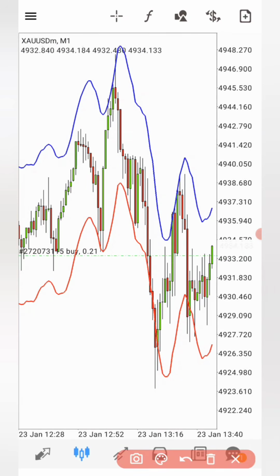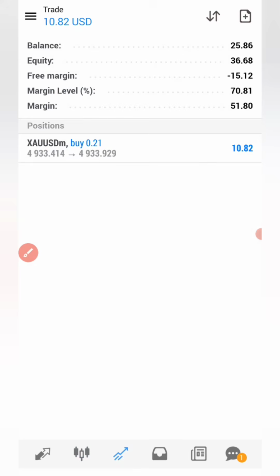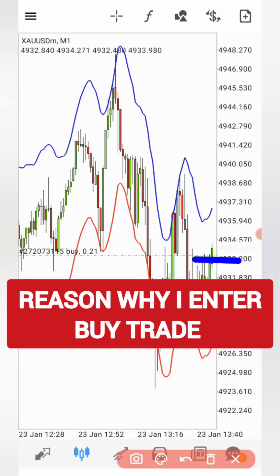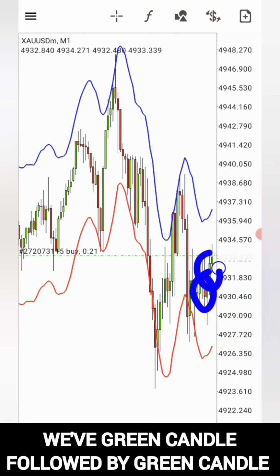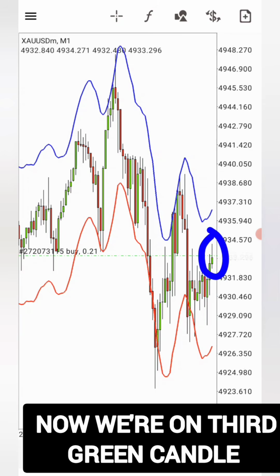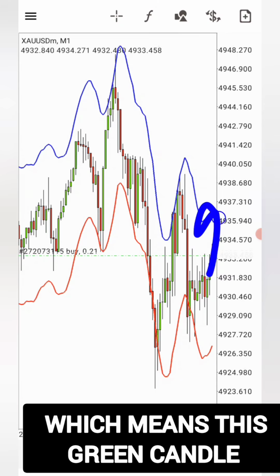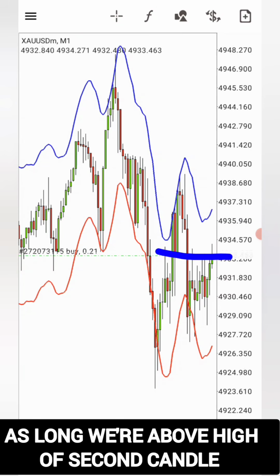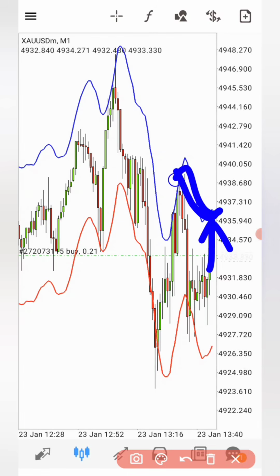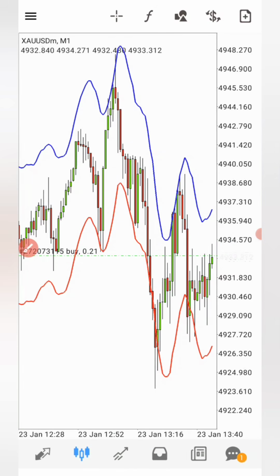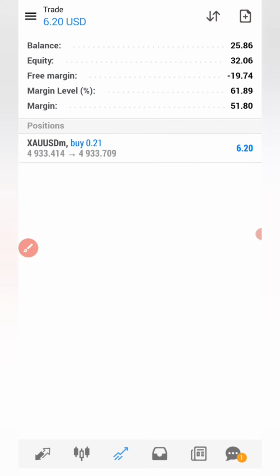So here you can see we just closed another green candle right here, and we're entering this buy trade, right? Because right here you can see we have a green candle followed by a green candle, and now we are on the third green candle, which means as long as we are above the high of this second candle, we'll be in a buy trade up until we get to the other side of this indicator. So you're going to be patient, wait a little bit.